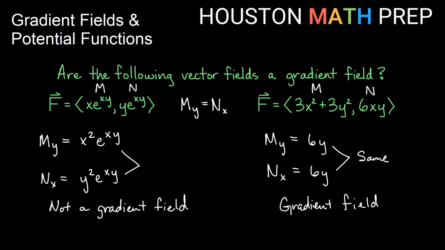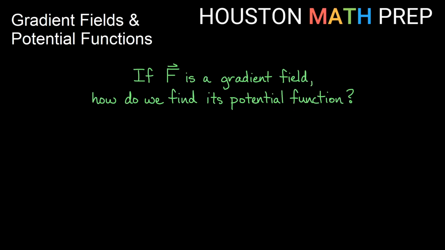And we say, that's great, so I can figure out when one's a gradient field and when one's not a gradient field, but how does that help me do anything else? Well, the big question then would be, if we know something's a gradient field, it must have a potential function, so how do we find its potential function? Well, let's think about what we really have.